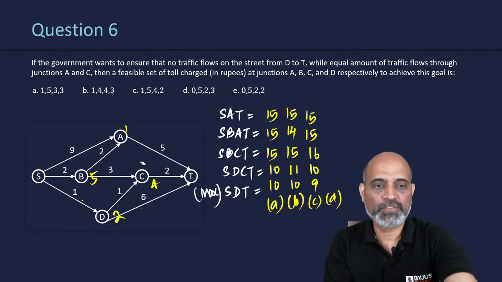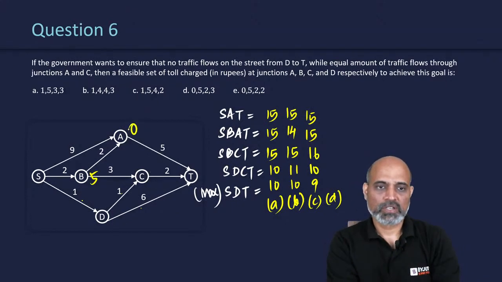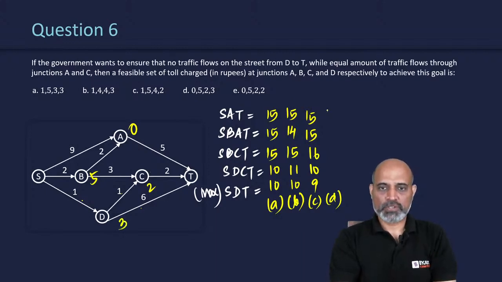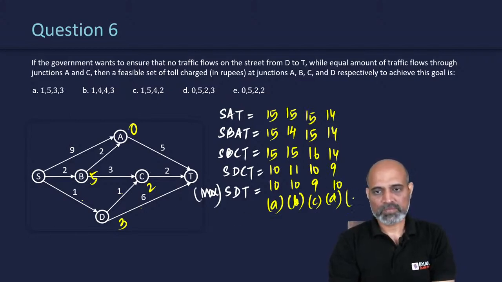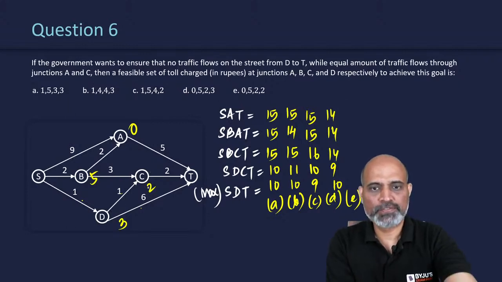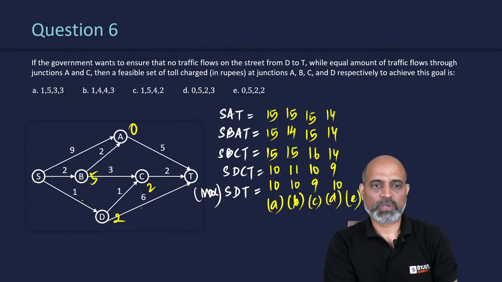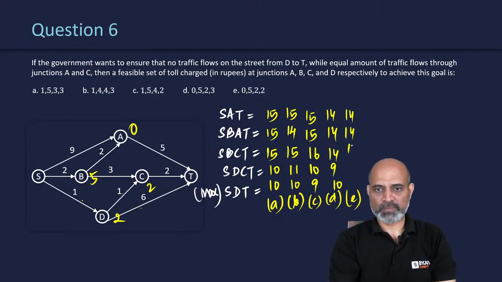Option D, 0523. That 0 is going to make that as 14. Next one is going to be 14. Next one is going to be 14 as well. Next one is 9 and the next one is 10. And the last option, 0522. So because of 052, the first three will remain same. SDCT is now going to change and it is going to be 8 now. And SDT is going to be 9 now.